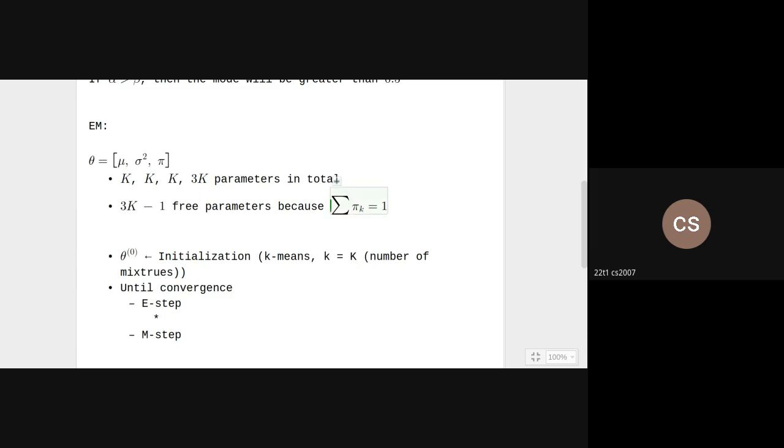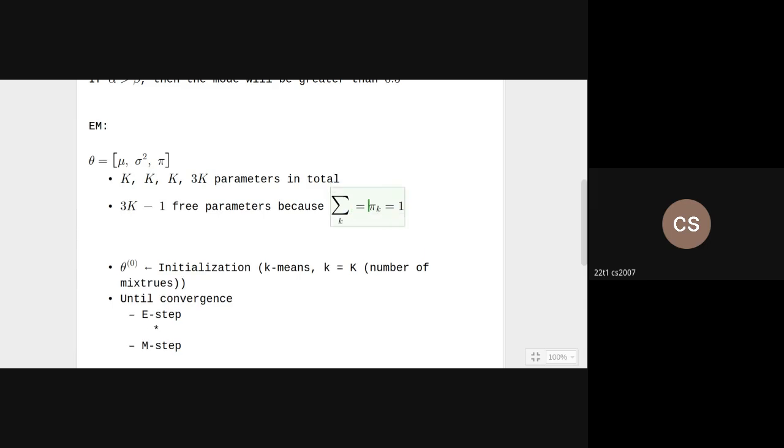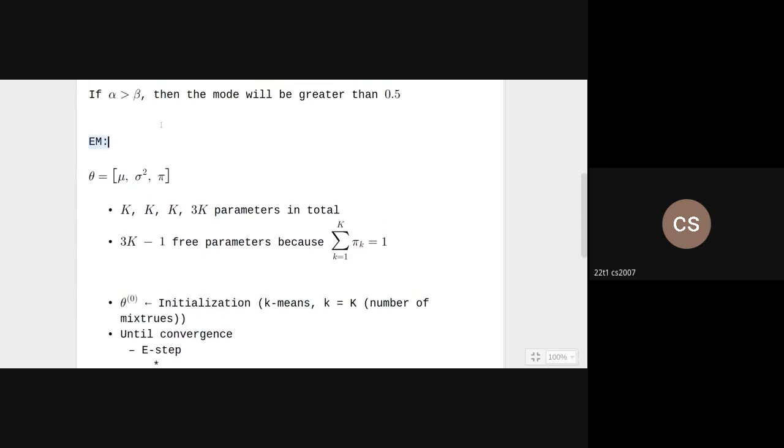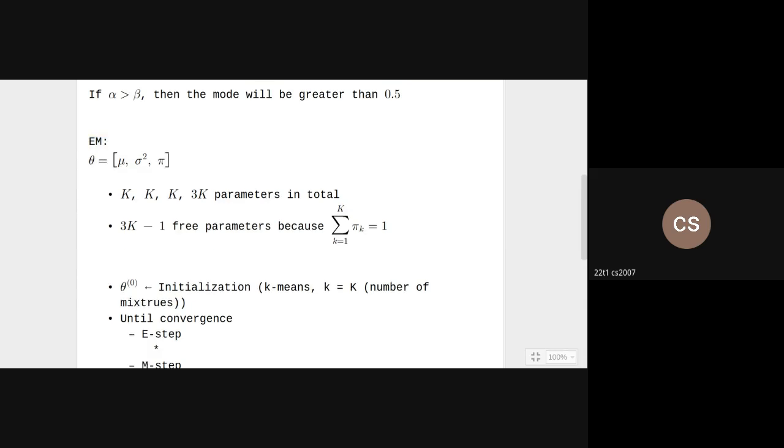So where will k be? k will go from k equal to 1 to what will be the upper bound? K, capital K. So always remember that when we say theta, what we essentially mean is these 3k parameters: mu, sigma square, and pi. So this is the start of EM.